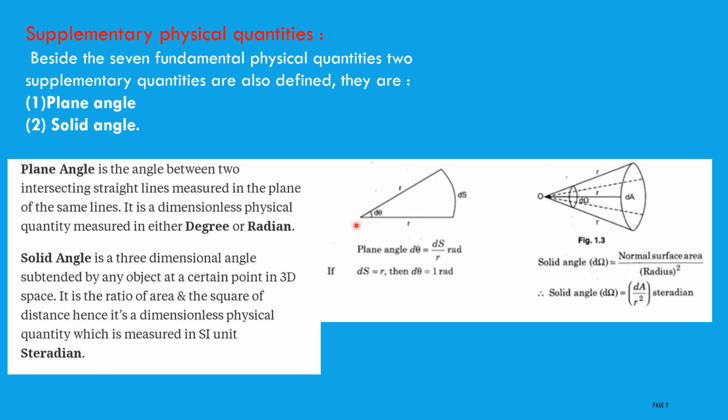When two lines intersect each other, they form an angle. This angle we call a plane angle.